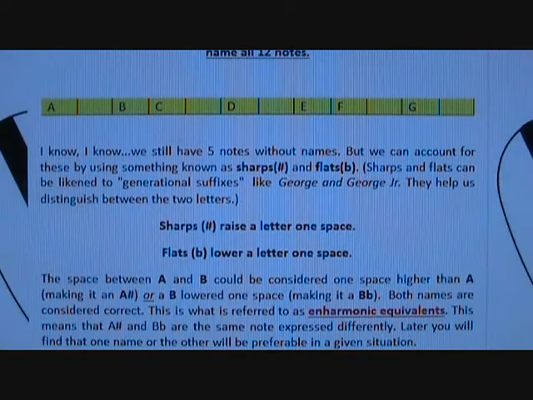I know, we still have 5 notes without names, but we can account for these by using something known as sharps and flats. Sharps and flats can be likened to generational suffixes like George and George Jr. They help us distinguish between the 2 letters.